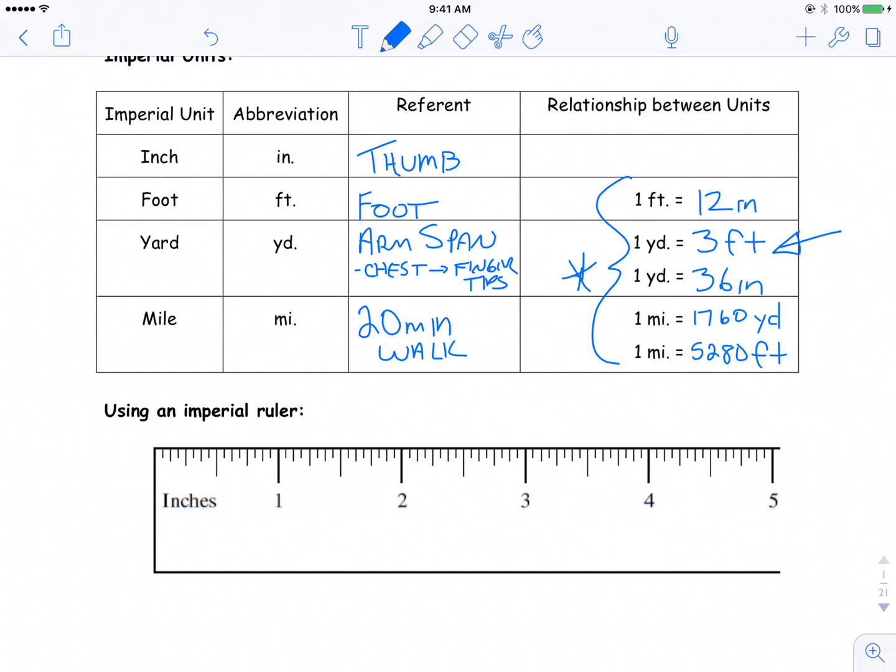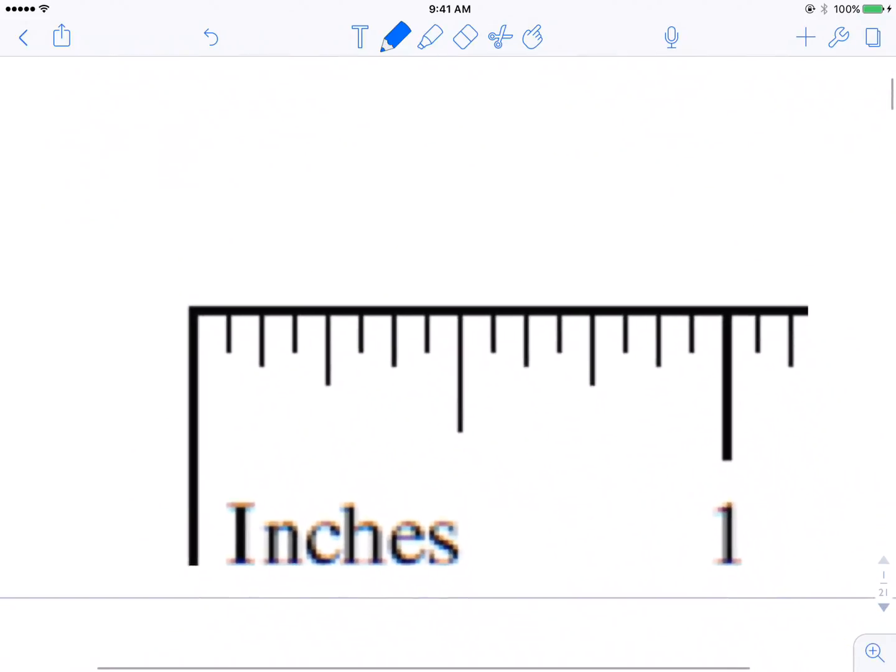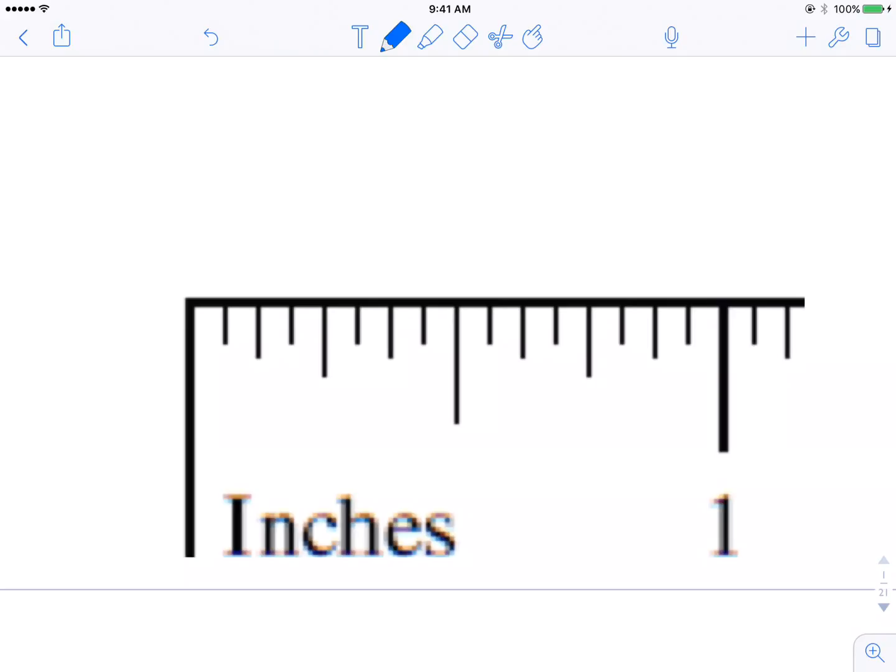One other thing that we need to touch on before we move on is looking at the measurements on an imperial ruler. Imperial ruler obviously measuring in inches. So what I've done is I've taken this one chunk of 1 inch, and I've blown it up really, really big, which is down below here, just so we can see the measurements on that chunk.